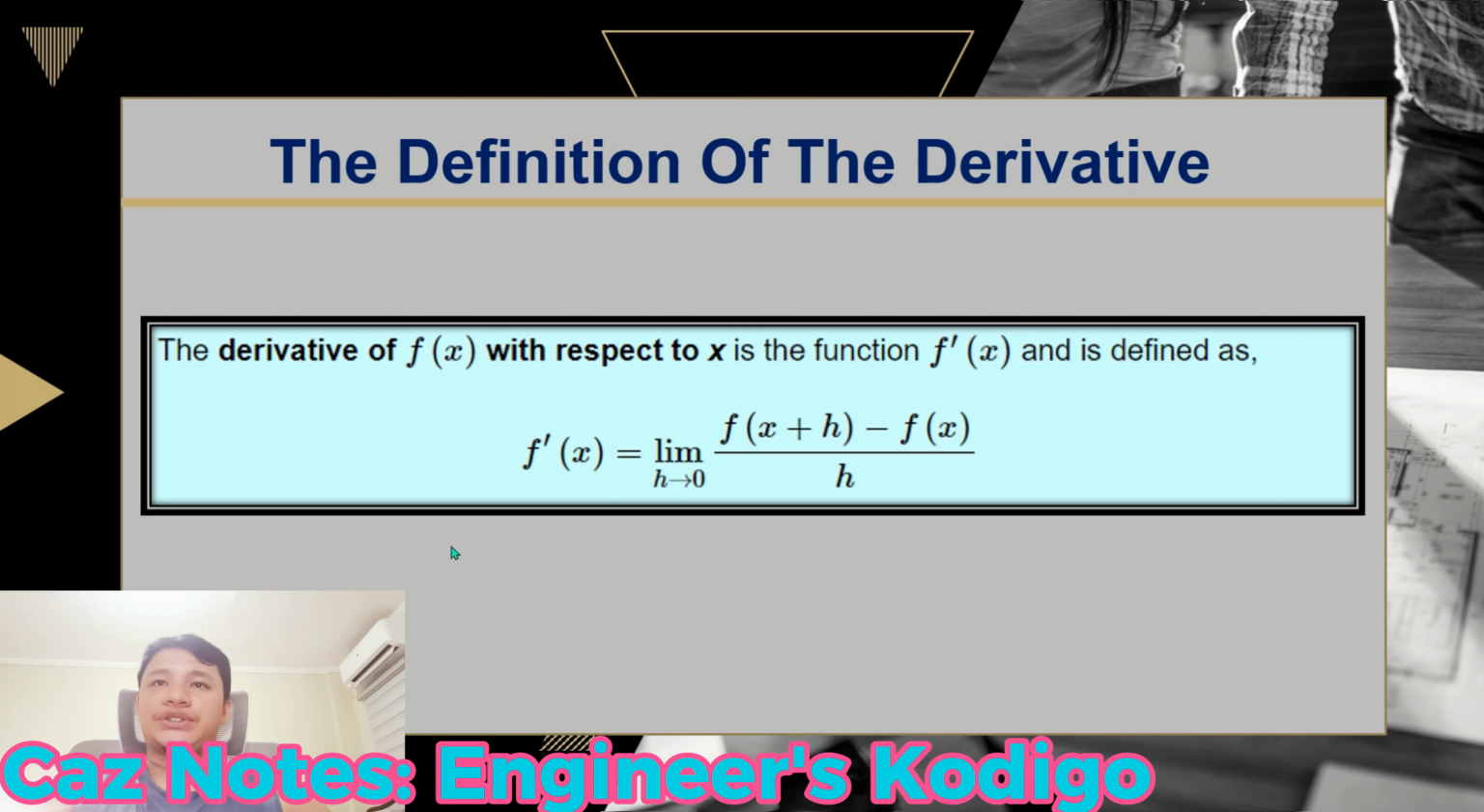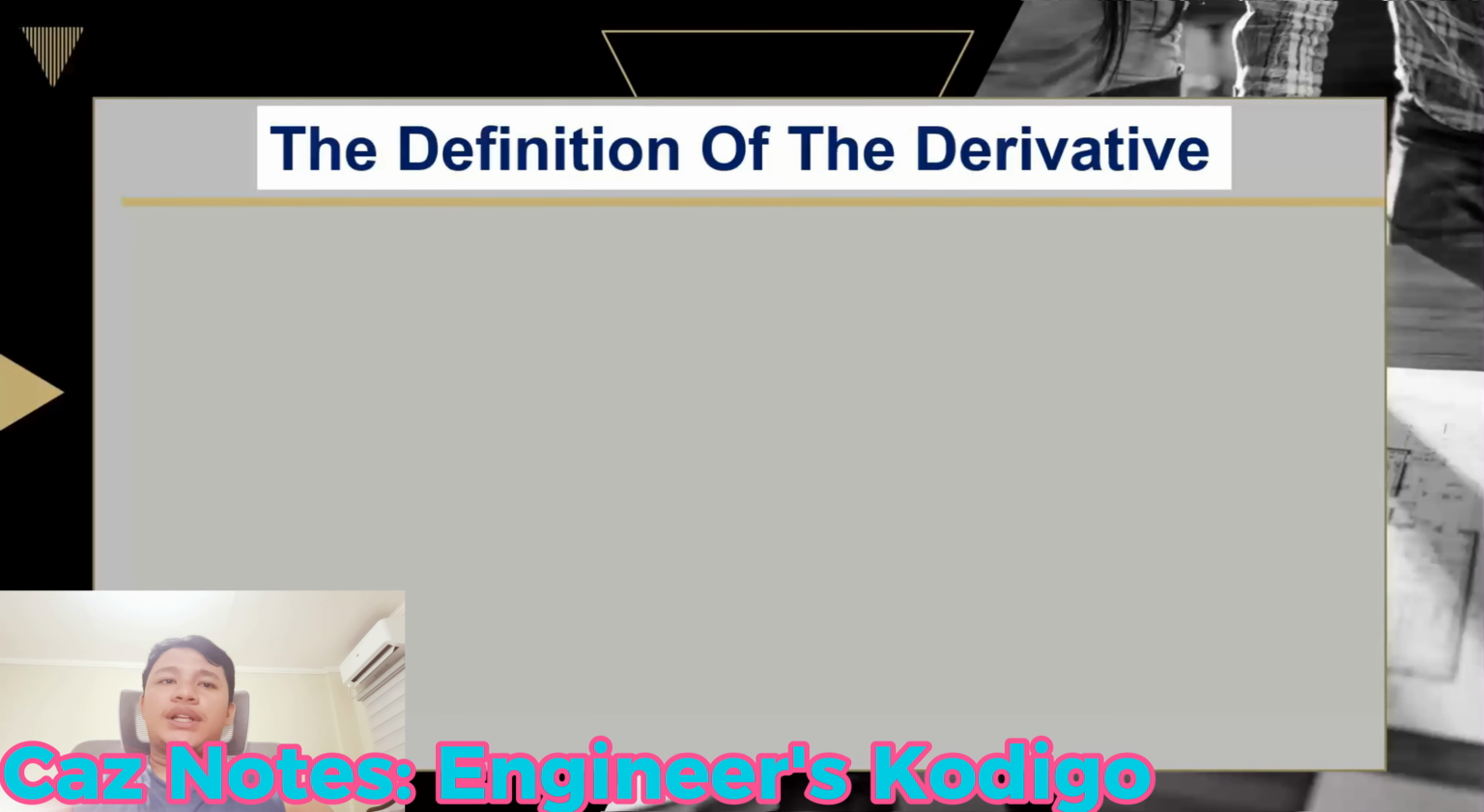This is defined as, or let's say the derivative of the function f of x can be calculated using the formula: f prime of x is equal to the limit of the function f of x plus h minus the function f of x, divided by h, as h approaches 0. So let's apply that on a certain example problem.